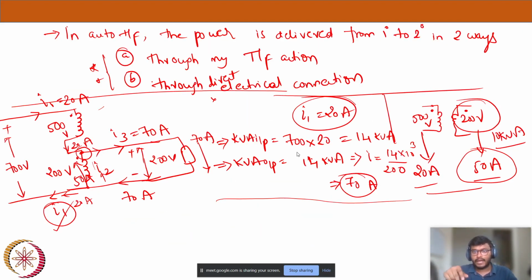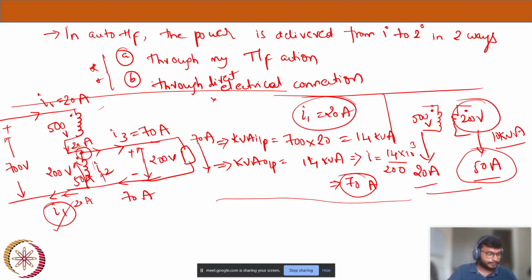Now, in this case, we are handling 14 kVA. Of course, it's not that much kVA, but it's still more than our rated kVA. My rated kVA is 10 kVA only. Still, I am able to handle 14 kVA here. So now you can tell where my 4 kVA extra is coming from. That is nothing but the electrical connection.